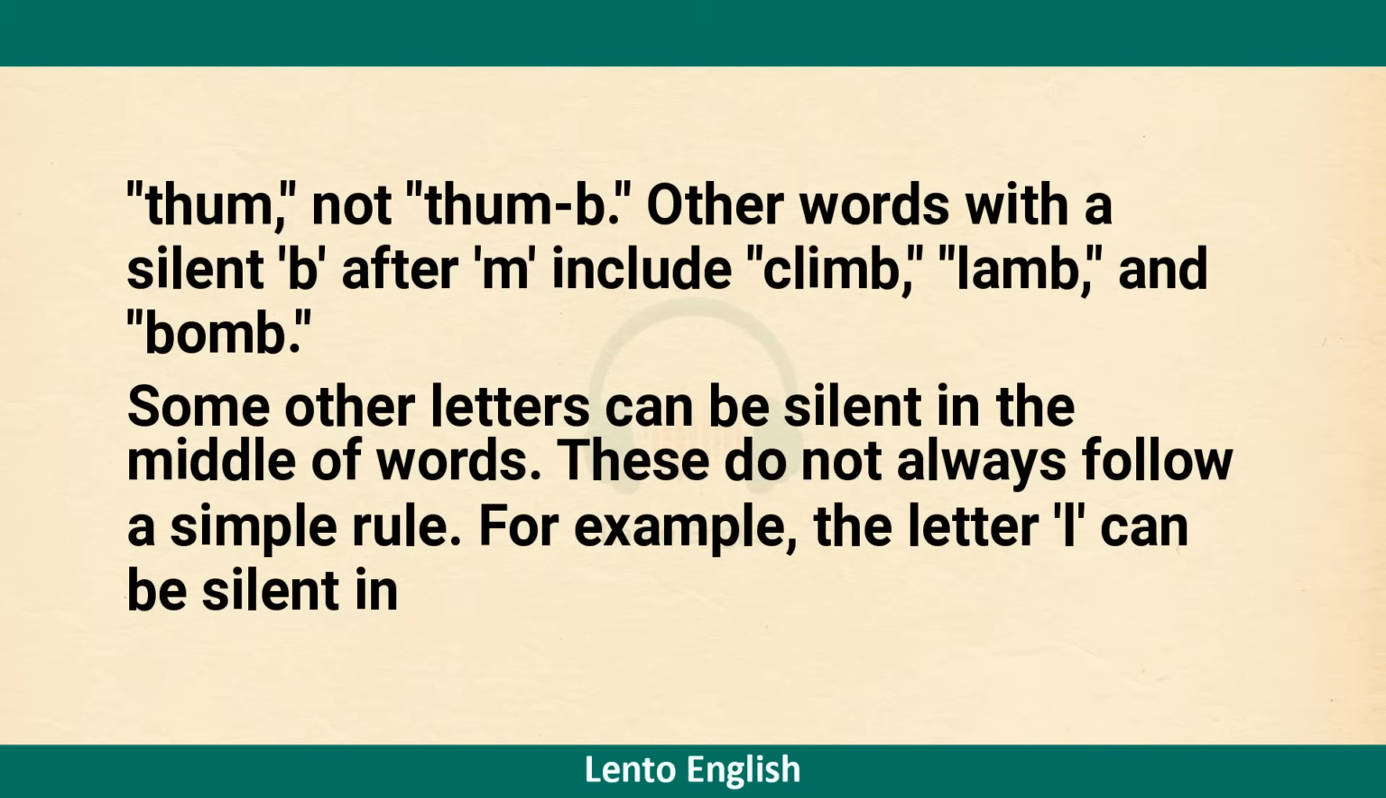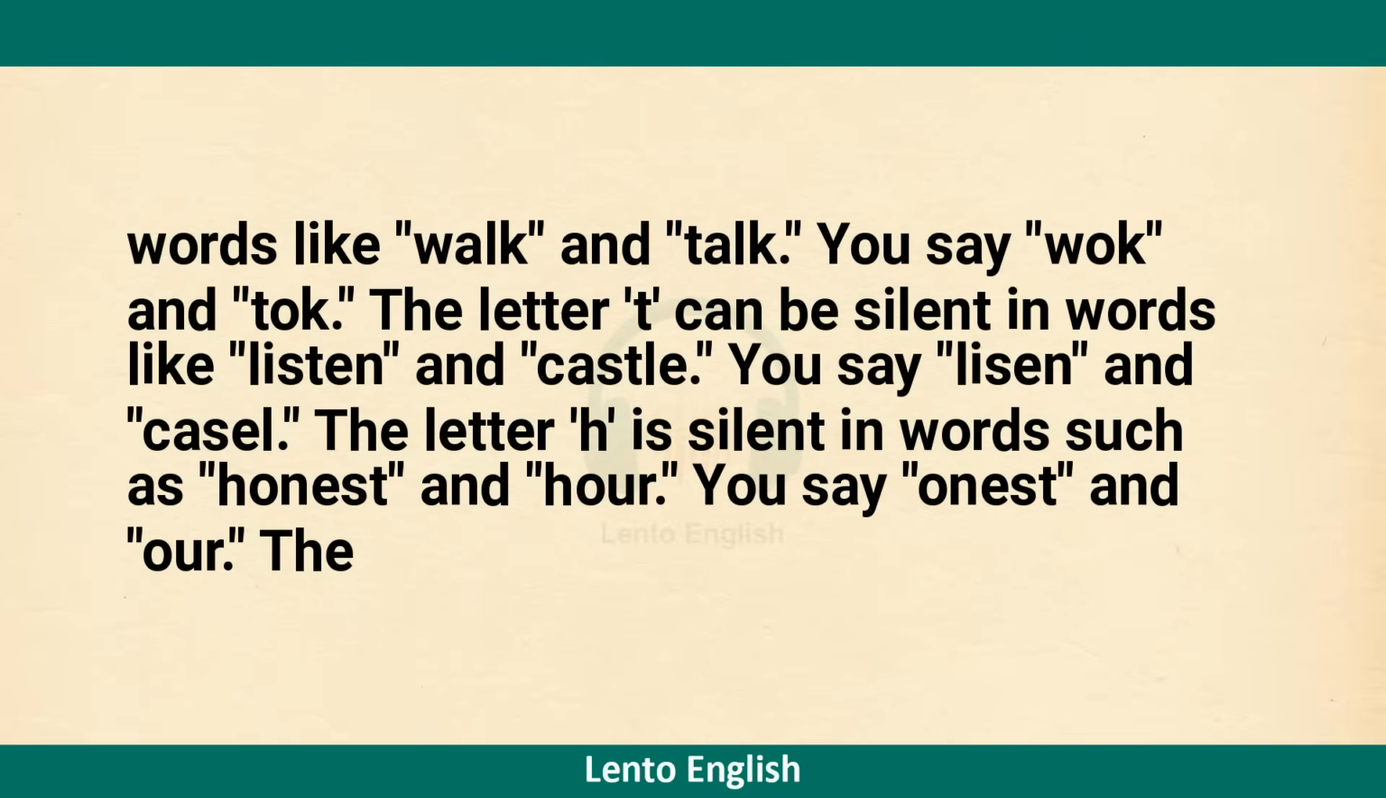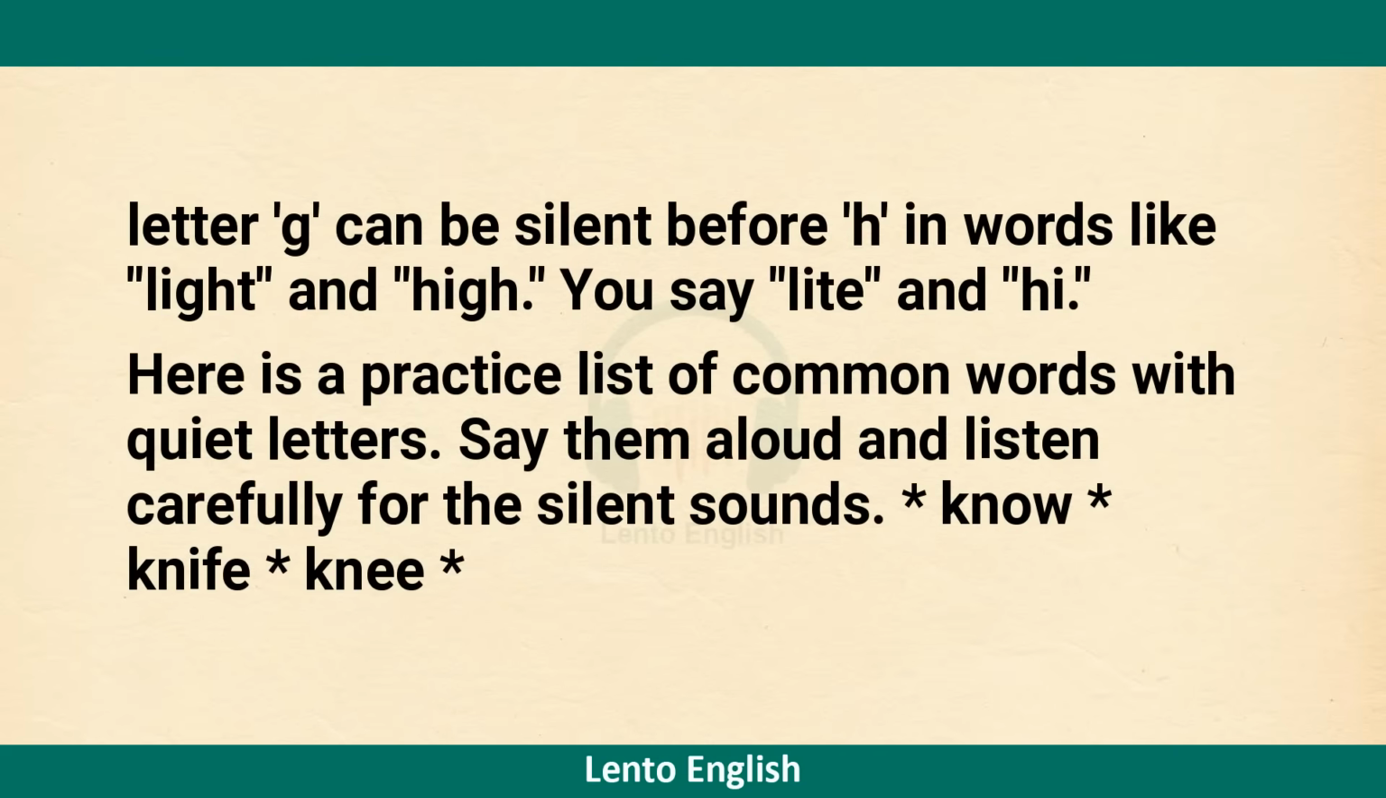Some other letters can be silent in the middle of words. These do not always follow a simple rule. For example, the letter L can be silent in words like walk and talk. You say "walk" and "talk." The letter T can be silent in words like listen and castle. You say "listen" and "castle." The letter H is silent in words such as honest and hour. You say "onest" and "hour." The letter G can be silent before H in words like light and high. You say "light" and "high."